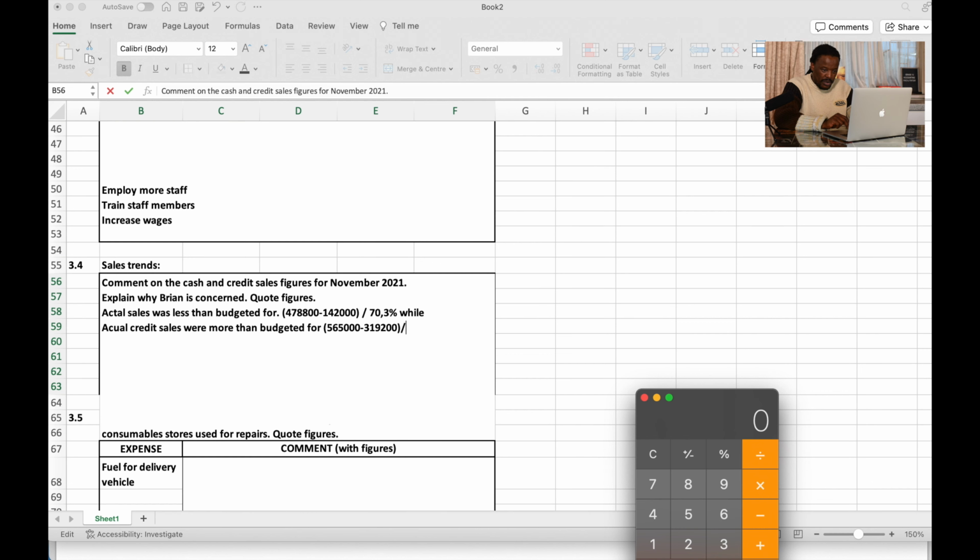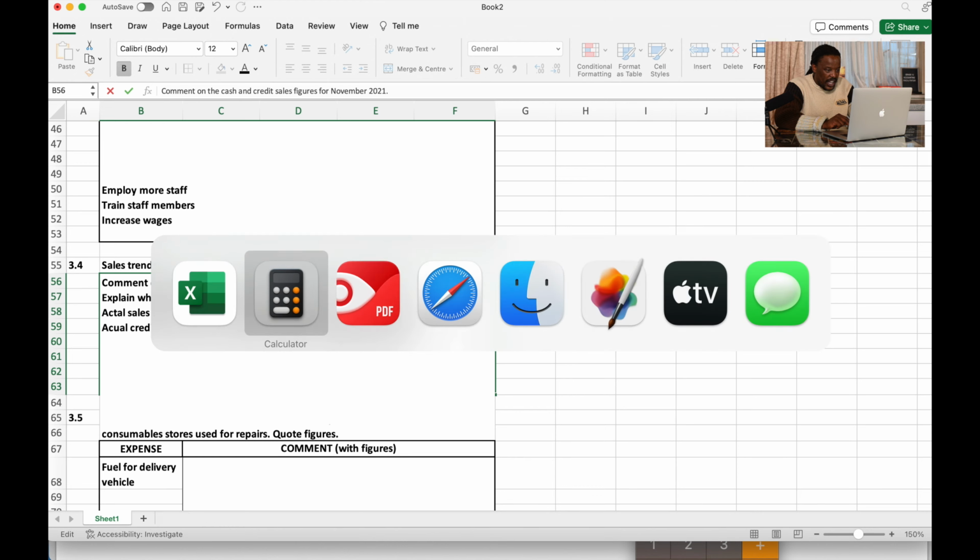So once you do that, it equals 565,000 minus 319,200 is equal to, and you check which amount is budgeted for.